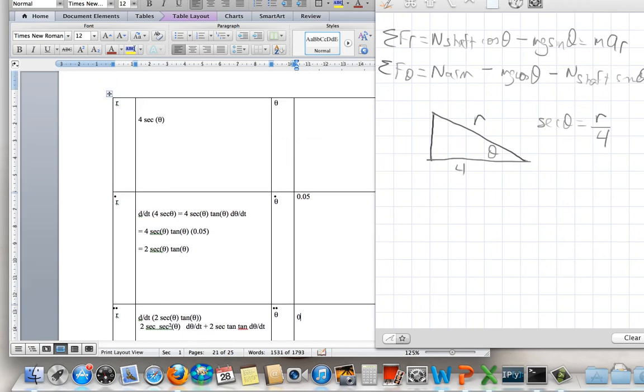For our kinematics, we need to know r dot, which is the time derivative. So you do the time derivative of 4 secant theta, and the derivative of secant is secant tan, but then you need to multiply by d theta dt by the chain rule. D theta dt is a constant 0.05. 4 times 0.05 is 0.2.